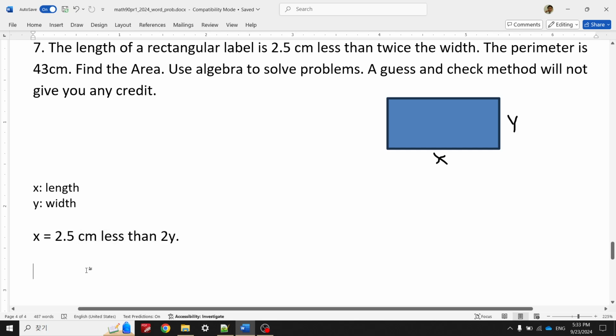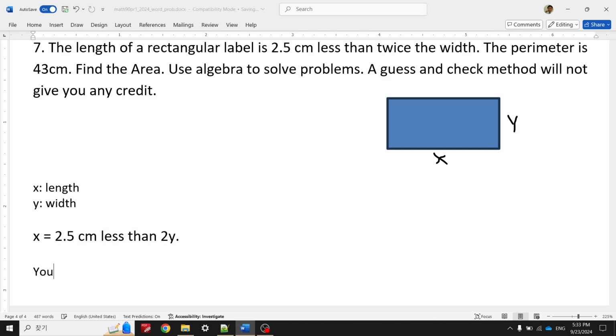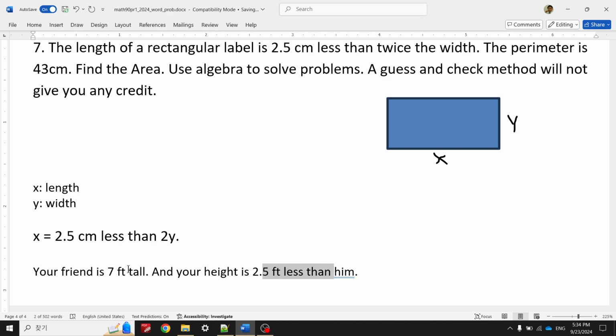So let's say your friend is 7 foot tall. Okay? And you are 2.5 feet less than him. So your height is 2.5 feet less than his. This is a perfect usage of "2.5 feet less than," right? Do you agree? Now think about what your height would be.